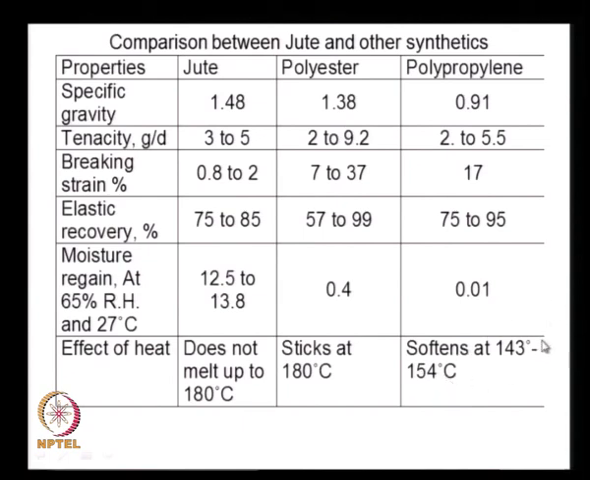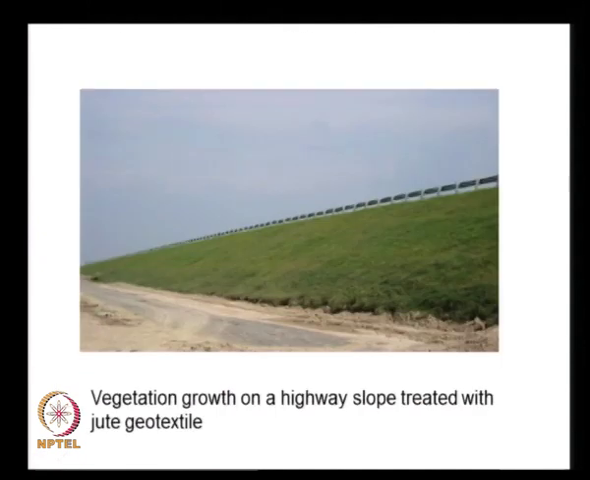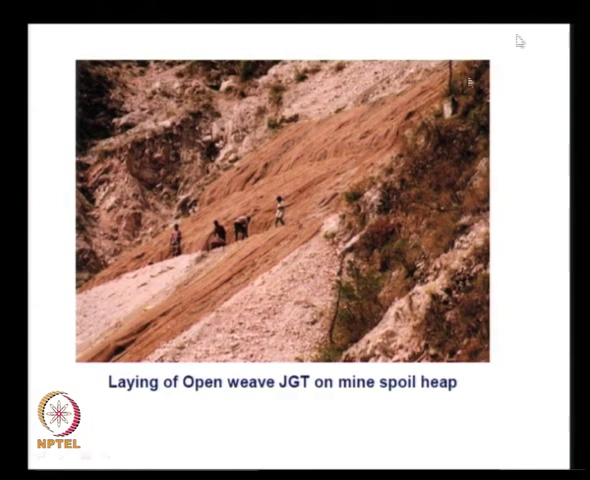So, that means that polypropylene and polyester type geotextiles may not be used as asphalt overlays, because the asphalt is placed at high temperature, about 130 to 140 degrees centigrade, whereas a jute textile, because it does not melt even at 180 degrees centigrade, may be a good product that we can use as an overlay fabric. And here we see an example of the vegetation growth after covering this area with a jute geotextile, and here we see the application of a jute geotextile being spread on a spoil heap mine dump to promote the growth of vegetation.